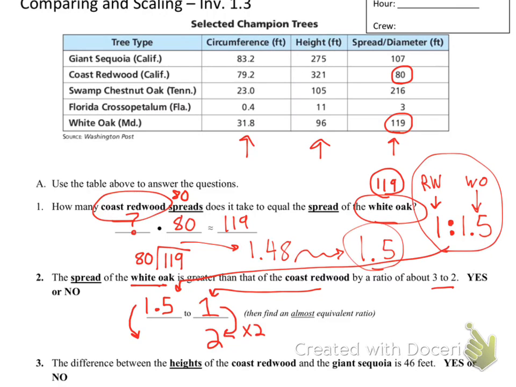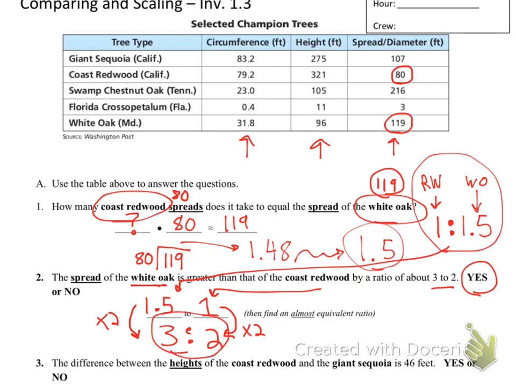And I need to double the other one too, because it works kind of like a fraction. And 1.5 times 2 is 3. I get 3 to 2. So is this true? Yes, it is true.